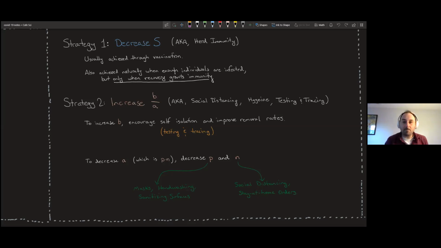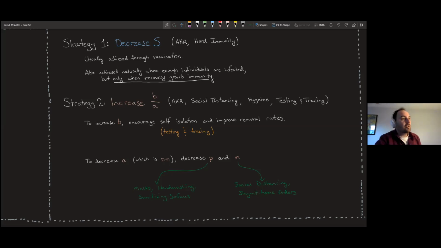Unfortunately, at the beginning of an epidemic, data is scarce, and it's often not possible to know answers to questions like, will I be immune after recovering from this disease? So that's strategy one, decrease S. And the best way to do that is with vaccines. Until you have a vaccine, decreasing S isn't really an option.